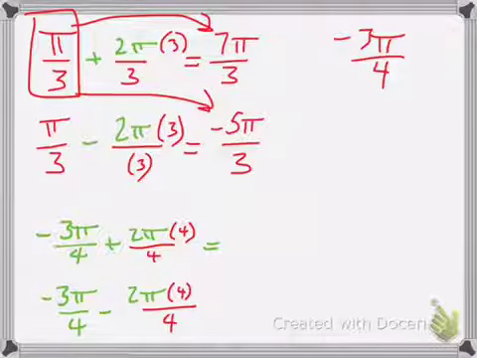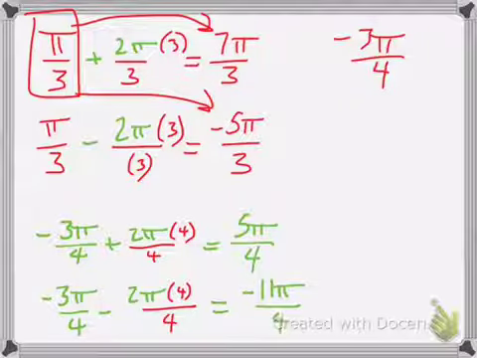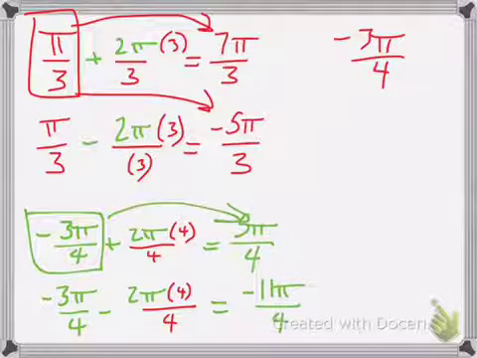And that gives us negative 3 pi over 4 plus 8 pi over 4. Negative 3 pi plus 8 pi is 5 pi. And in the bottom, negative 3 pi minus 8 pi is negative 11 pi over 4. So negative 3 pi over 4 has these two coterminal angles.